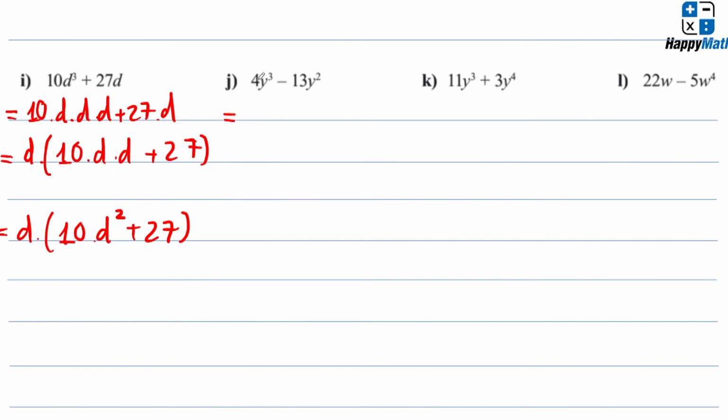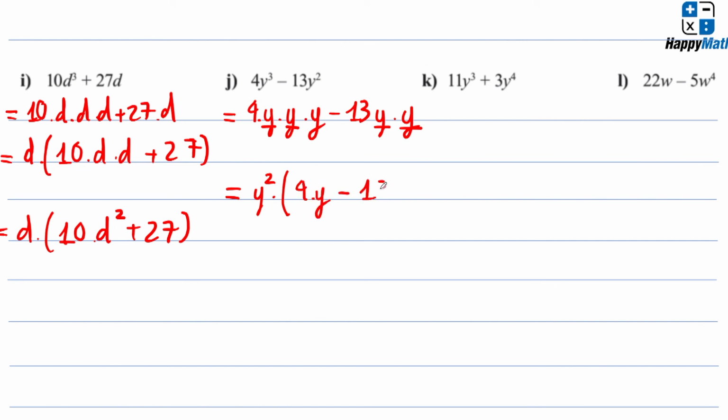The next one is wow, 4y cubed. Why? Because y cubed is 3 times y, minus 13y squared. So how many common factors of y? You got 1y we common, 2y we common, we done. So take y squared outside. The rest will be 4y in the first term and the minus 13 in the second term. So question G, we have this one.